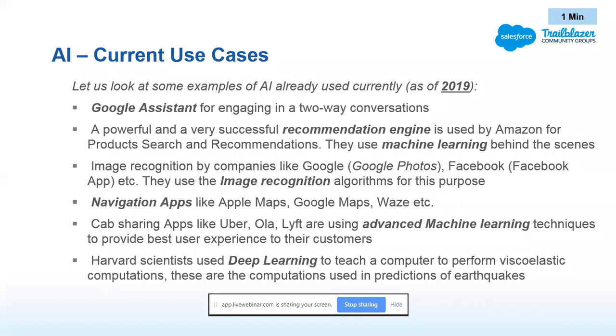We all must be using cab sharing applications like Uber, or in India we have Ola, or maybe Lyft in US and other countries, right? So all these apps in the background, essentially they are using machine learning, right? And that's very powerful machine learning. So we need to really understand what machine learning is.